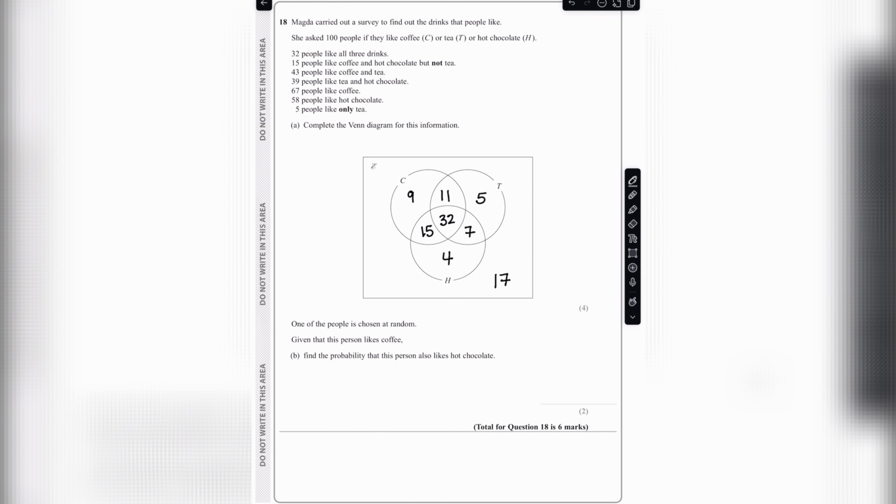In the second part of this question, we are told that one of the people is chosen at random. Given that this person likes coffee, find the probability that this person also likes hot chocolate. So the total number of people that like coffee is 67. And given as we are looking for the probability that a person likes hot chocolate as well, we need to consider hot chocolate and coffee. And this value can be obtained by adding the values in the interjoining section between hot chocolate and coffee, and that is 15 plus 32. And that gives us a value of 47. So the probability that a person likes coffee and also likes hot chocolate is 47 over 67.